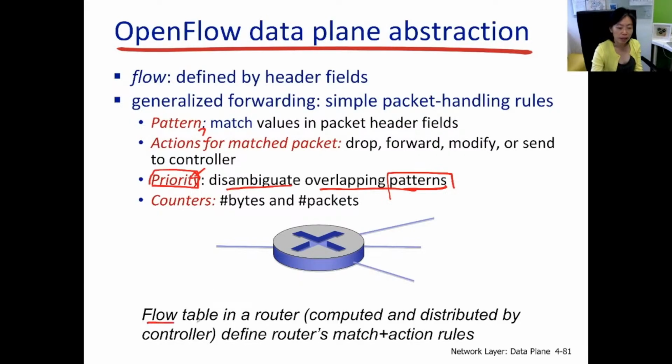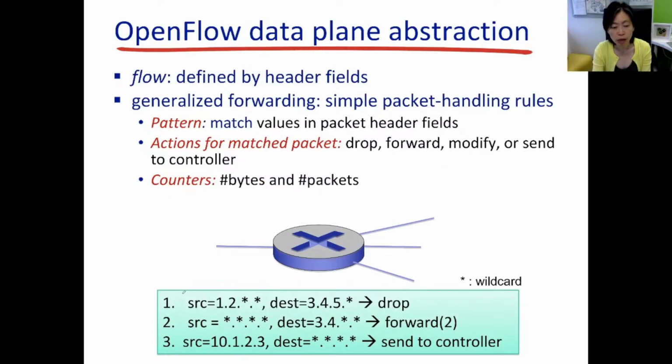So the flow table in a router has 4 columns, and it defines how the SDN router handles a packet. It defines the match and action rules. To be more concrete, let's look into 3 examples.